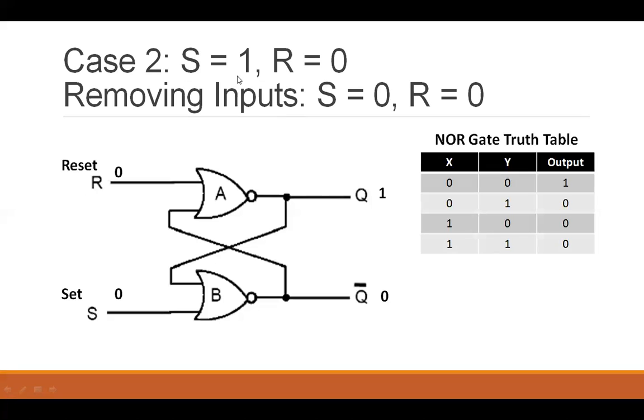Now let's see if the memory state retains. Case 2 was S1 and R0. If I remove the input, S is 0 and R is equal to 0. This is my current inputs, and this Q and Q complement is the previous state of the circuit.